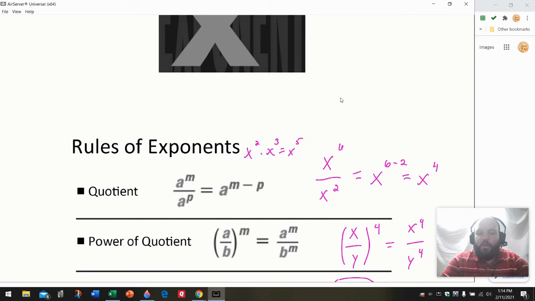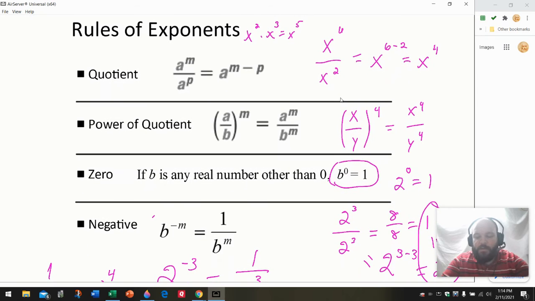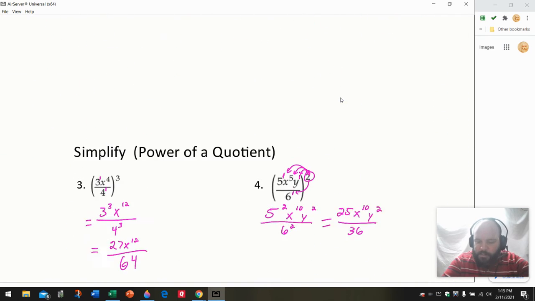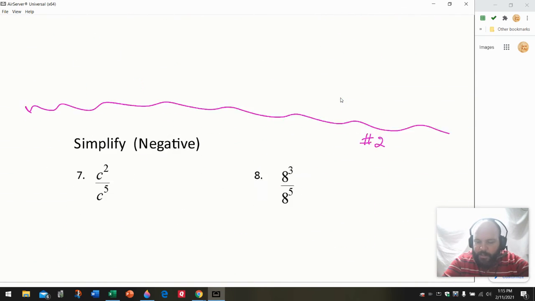In the last video, you saw where I introduced four more exponent properties to you, which were called the quotient, the power of a quotient, the zero, and the negative property. So I showed you some examples where we use the quotient and the power of a quotient property. Today I'm going to go ahead and show you some examples where we're going to use some of the other properties. So let's go ahead and get down to that.